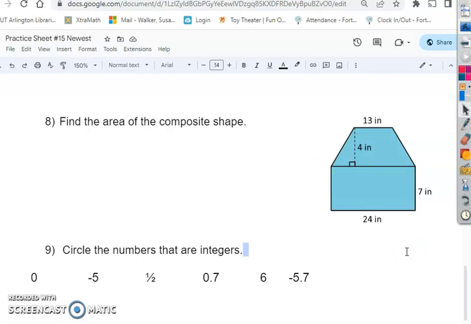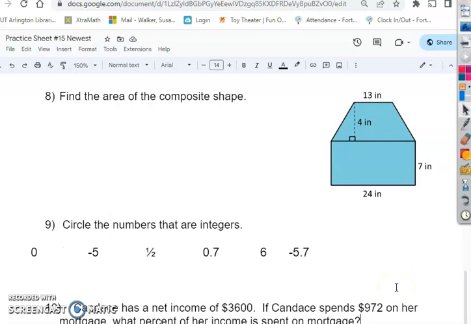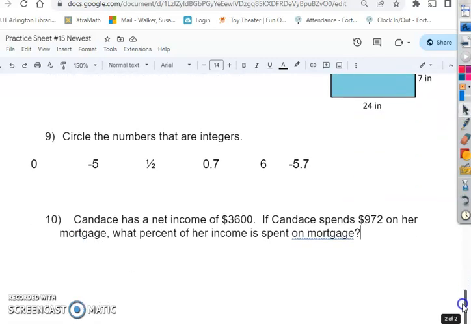Number 9. Circle the numbers that are integers. If it's an integer, no decimals, no fractions, unless they're trying to trick you. Everything else should be circled. No fractions, no decimals.